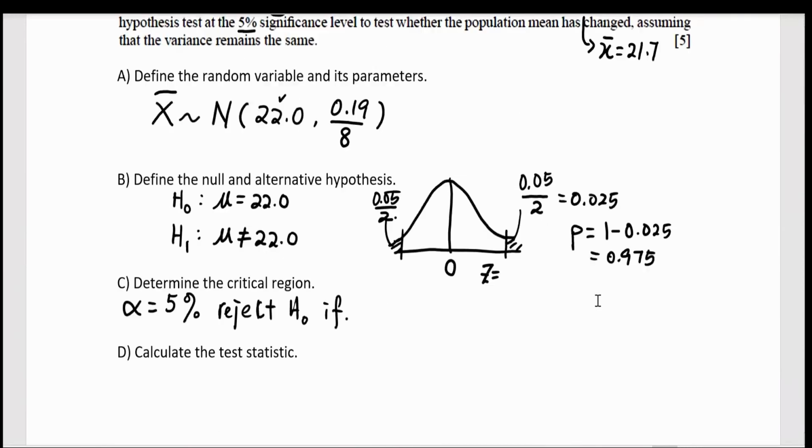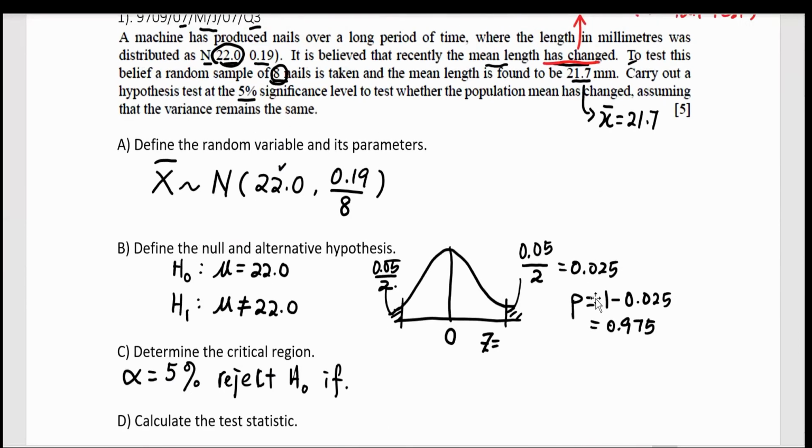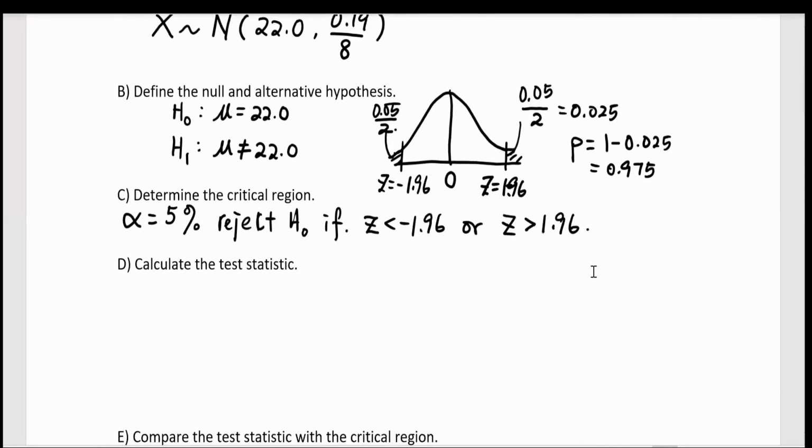Okay, now we come back to the question, which means we are going to reject H0 if the z-score value is 1.96 here, and on the left-hand side, negative 1.96. So reject if the z-score is less than negative 1.96 or the z-score is greater than 1.96. So now we have determined the critical region and we continue.